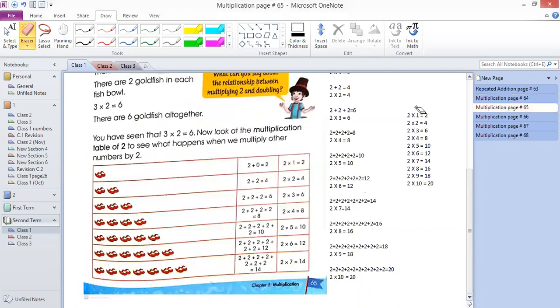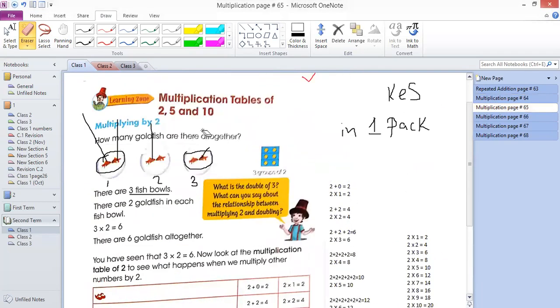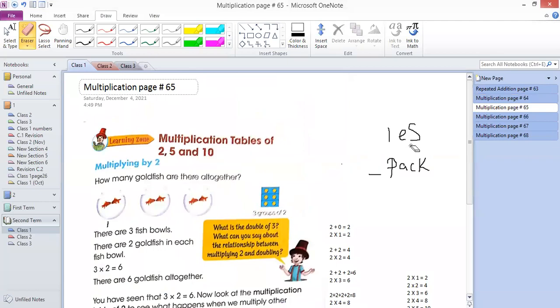That's very good. Today we are going to start multiplication tables of 2, 5, and 10. So that is on page number 65. So please open your book, page number 65. Open page number 65 of your book, guys. We're going to start multiplication tables of 2, 5, and 10.